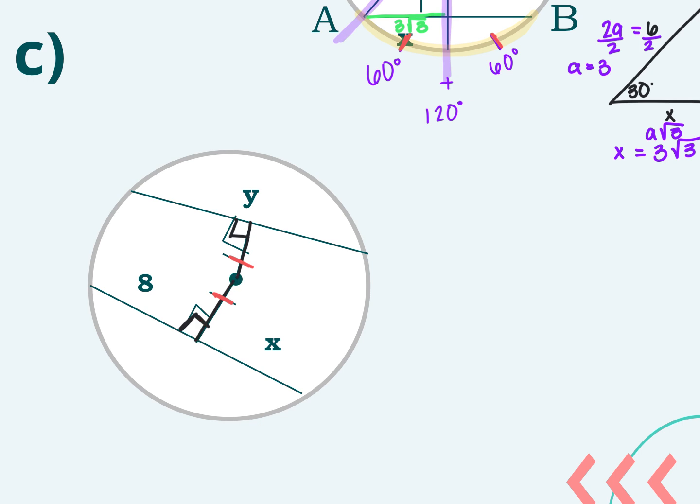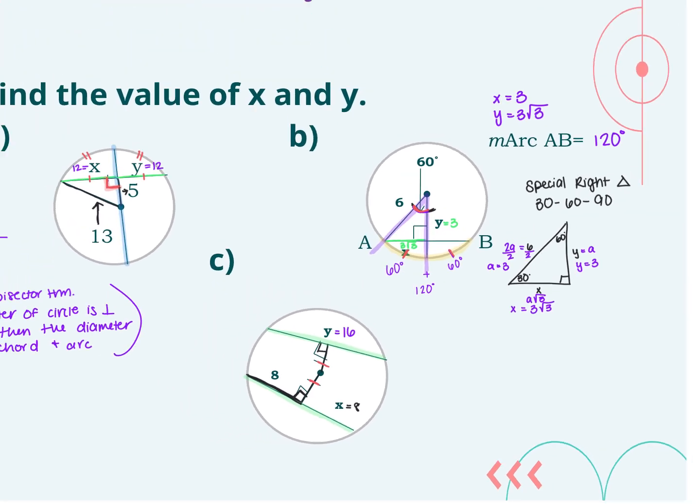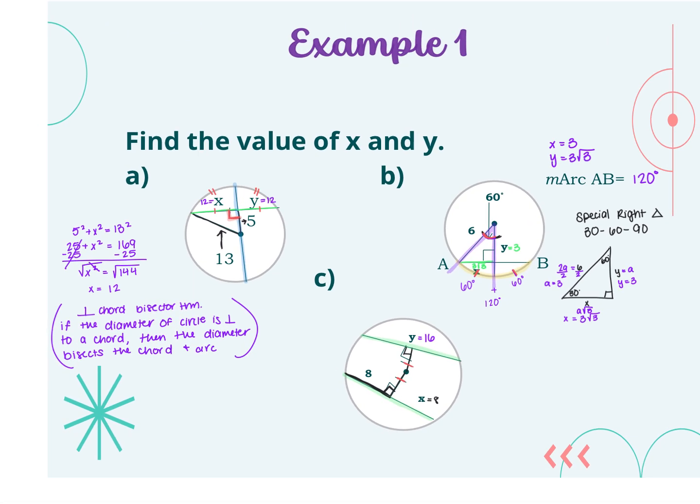This theorem says two chords are congruent if and only if they are equidistant from the center. And they're giving me those congruency marks, so I do know that these two chords are congruent. So what is x? X is also going to be 8 because this segment right here is 8 and that's half. So what do I know about y? Y is going to equal 16. That one was pretty easy. All right, questions on A, B, or C so far?